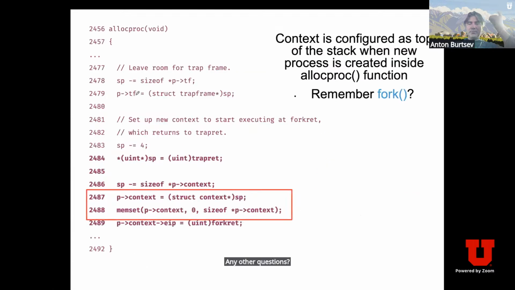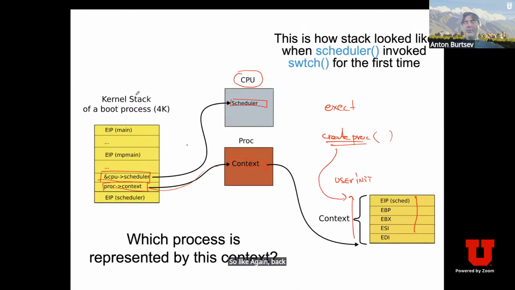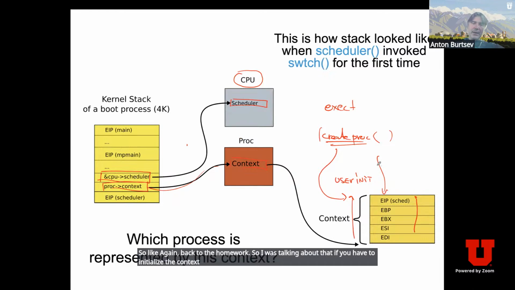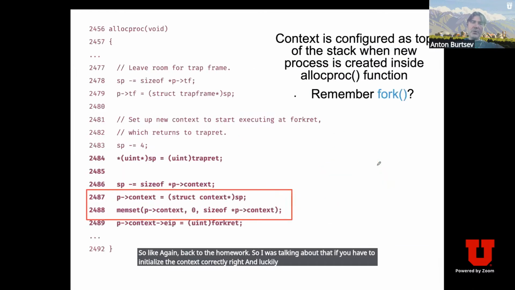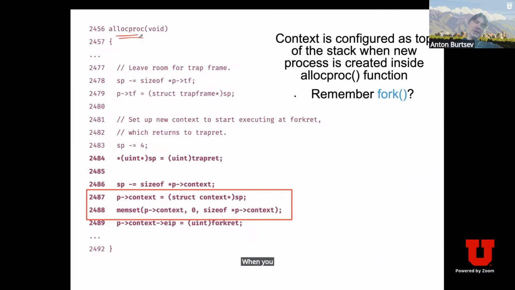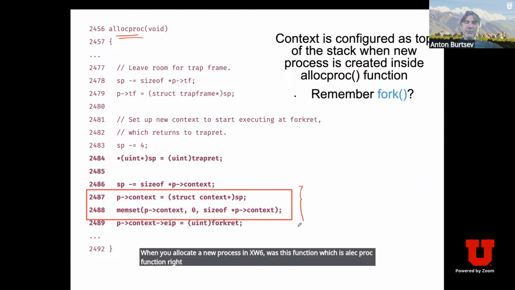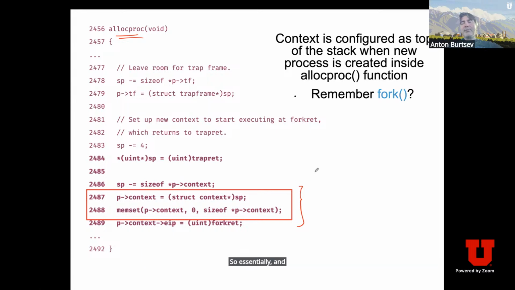So, again, back to the homework. I was talking about how you have to initialize the context correctly. Luckily, it's kind of done for you when you allocate a new process in x86 with the allocproc function. They already take care of it. What they do is make sure that the context of the process is initialized correctly. And that's the goal for every new process.